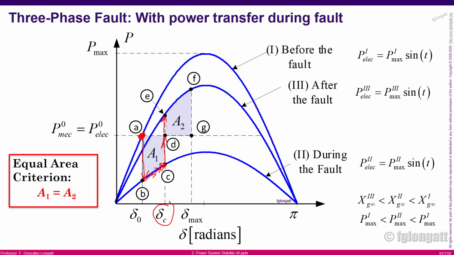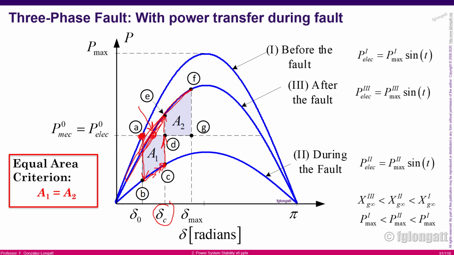As the equivalent reactance changes, now we have another power angle curve, and then the machine will oscillate. And if everything is fine, this will be the final operating point. Okay? That will be the final operating point if everything is fine.